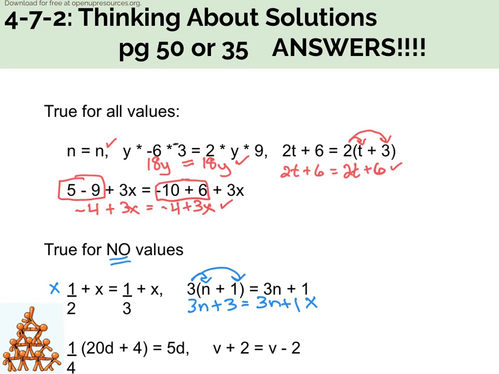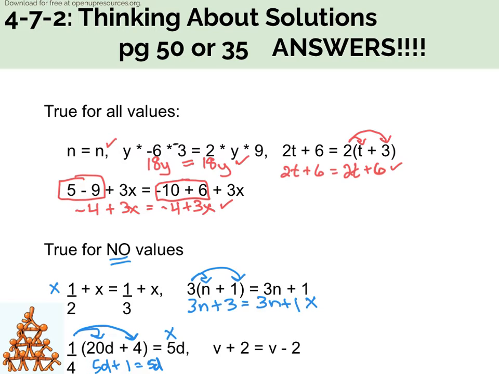Let's multiply into 1/4. 1/4 times 20d. So grab your calculator. Let's do 1/4 times 20. That's going to be 5d. 1/4 times 4, that's 1. So is 5d plus 1 equal to 5d? Is that true? No, it's not. So that's going to be true for no values.